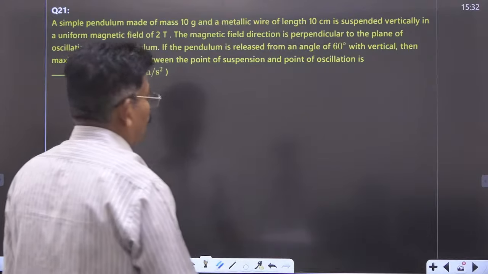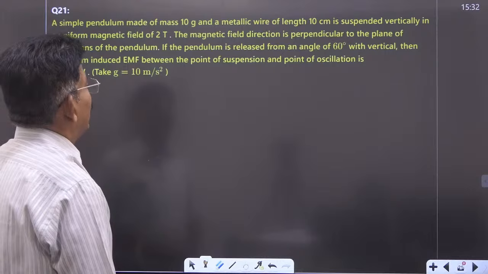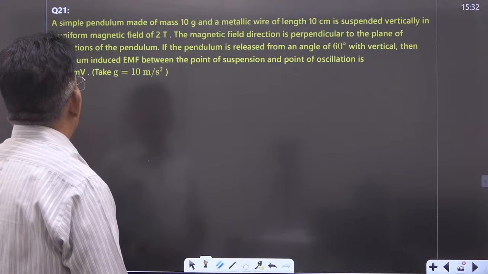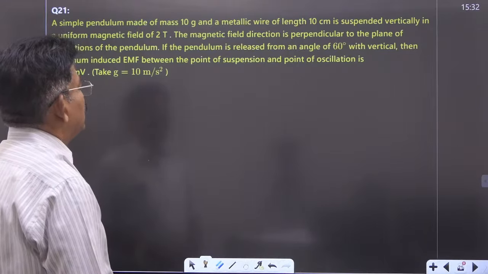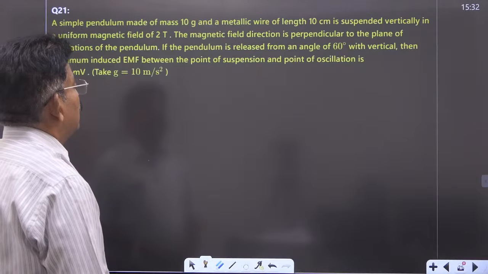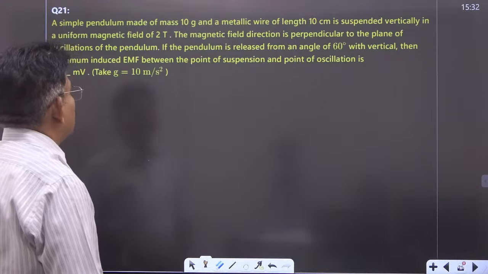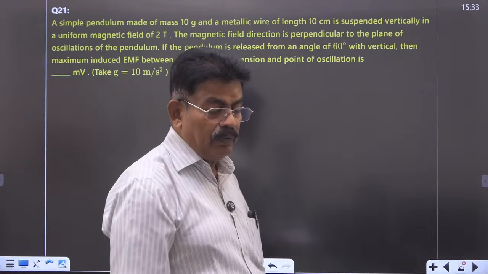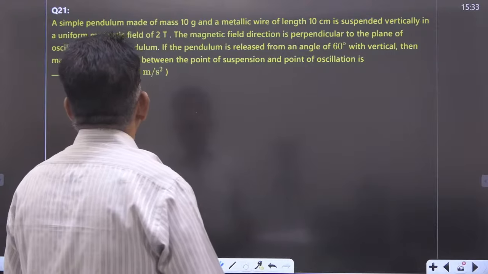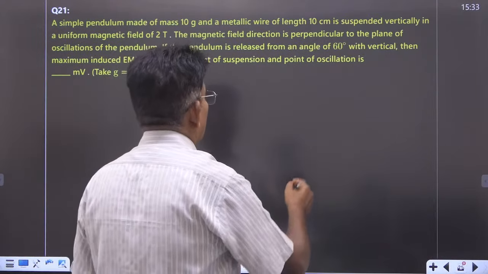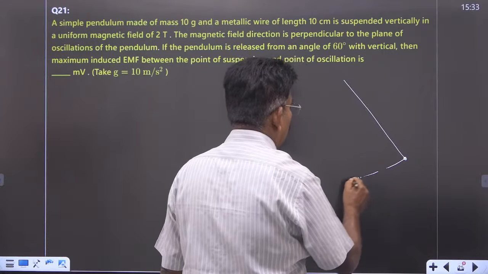Now we're coming to the fill in the blank numerical types. A simple pendulum made of a metallic wire of length 10 centimeters is suspended vertically in a uniform magnetic field of 2 Tesla. The magnetic field direction is perpendicular to the plane of the loop. It is tilted by an angle of 60 degrees from the vertical. Then find the maximum induced EMF between the points of suspension and the bob. Now tell me, this is a metallic conducting wire.